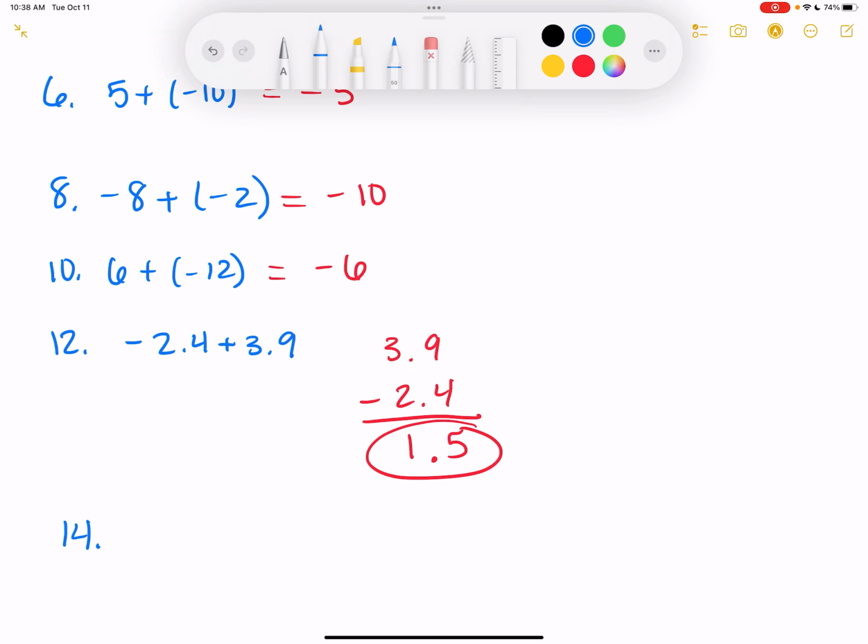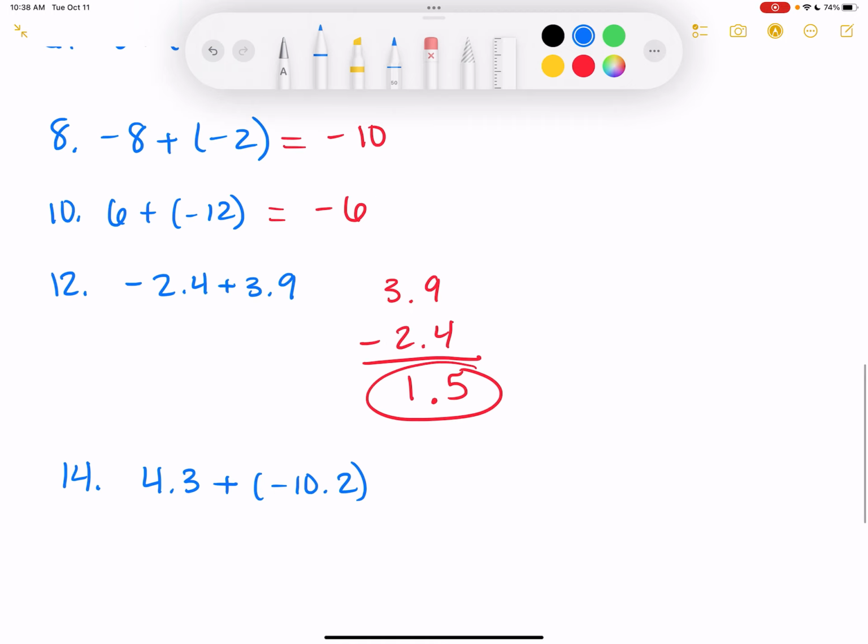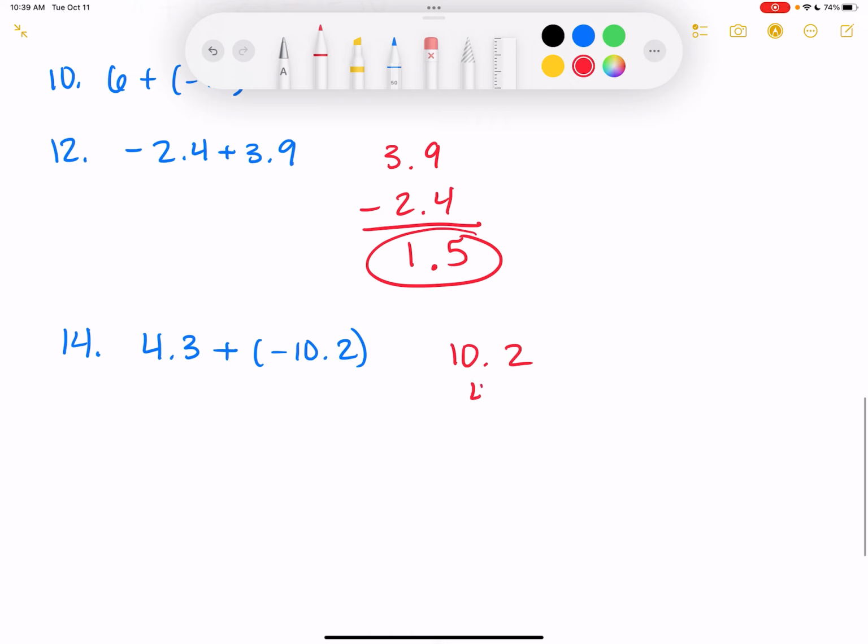14. 4.3 plus negative 10.2. So how do you think I should set this one up? Stacked again. So which number should I do on top? 10. Okay, so 10.2. And then on the bottom, I'll have the 4.3. And I'm going to put the minus sign here, because they're opposite. So I'm going to subtract the smaller from the bigger.